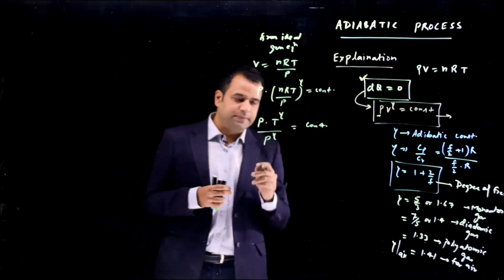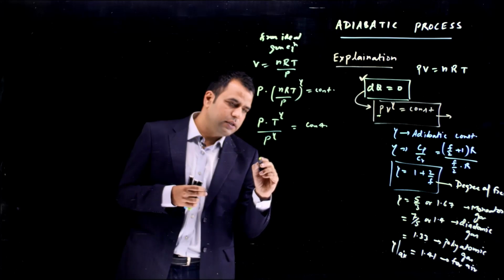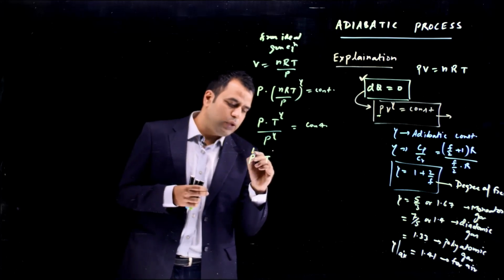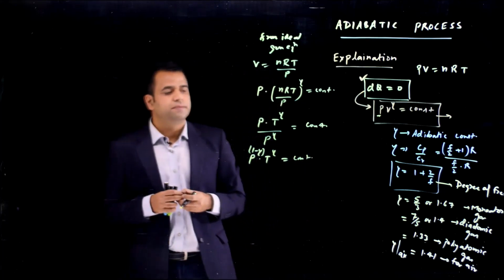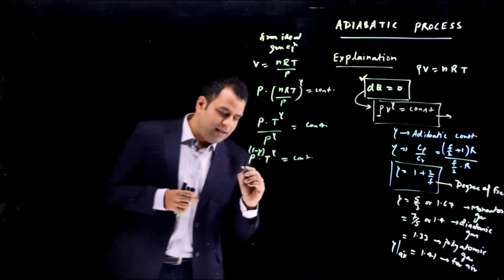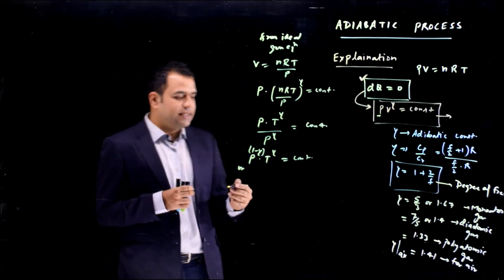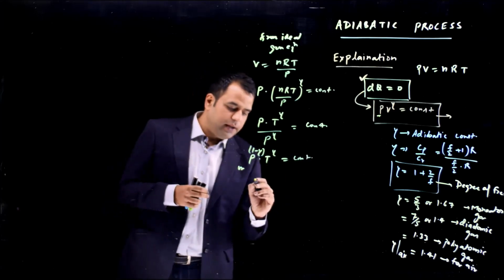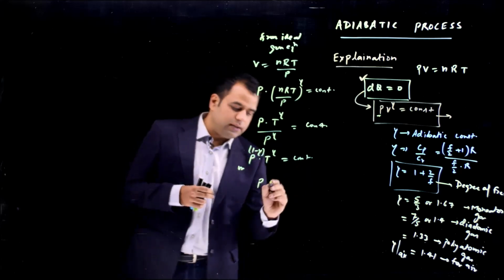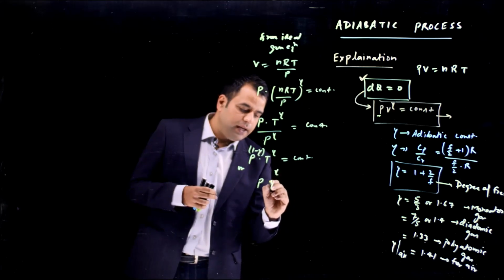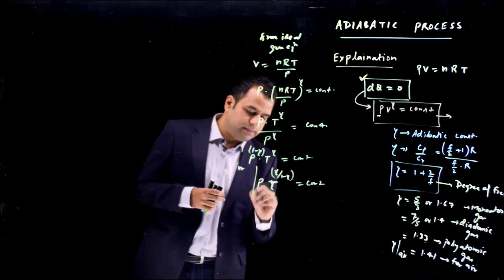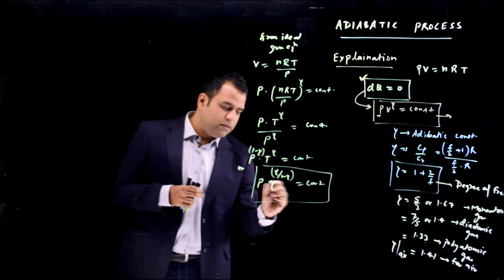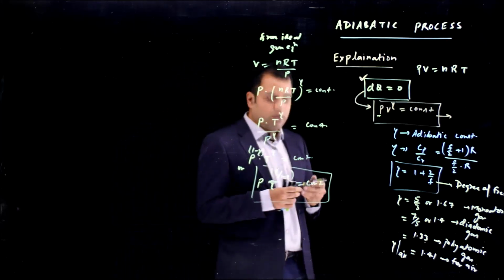So this value, if you see, this becomes P to the power 1 minus gamma, T to the power gamma is constant. Or let's rearrange this, everything take it on the right hand side. Or we can say P and take the root kind of thing. So P T to the power gamma upon 1 minus gamma is constant. This equation will be in terms of P and T, okay.